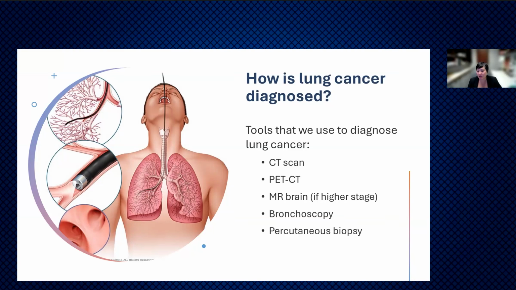This is a picture of a bronchoscopy, where they put a camera down into the airway and they snip a little piece so we can look at it under a microscope, or percutaneous biopsy. So that means that a patient goes in, they put a needle into the tumor from the back or the front, and a radiologist does this so that we, again, can get a piece of the tumor to look under a microscope to make the diagnosis.